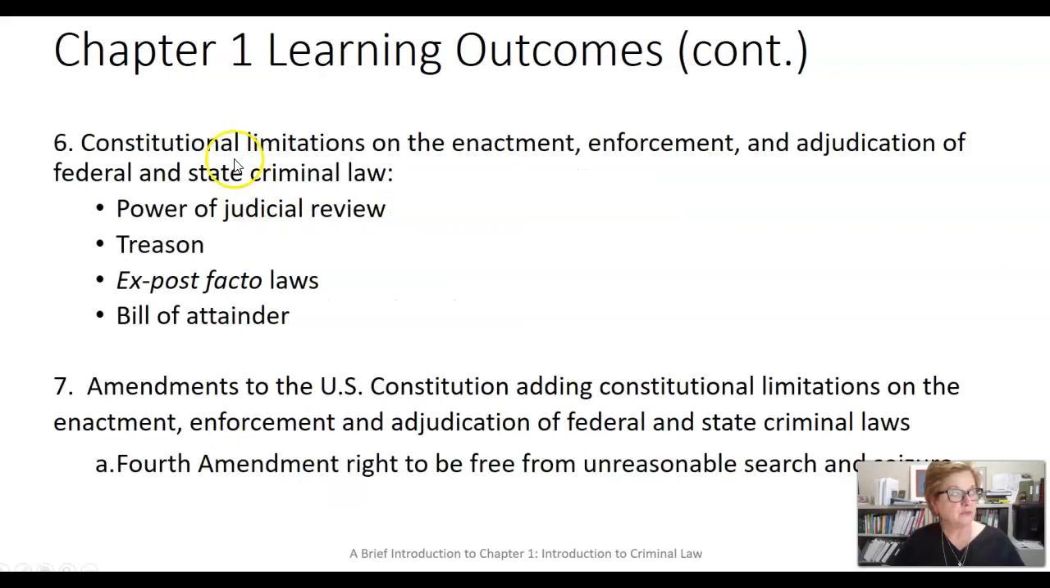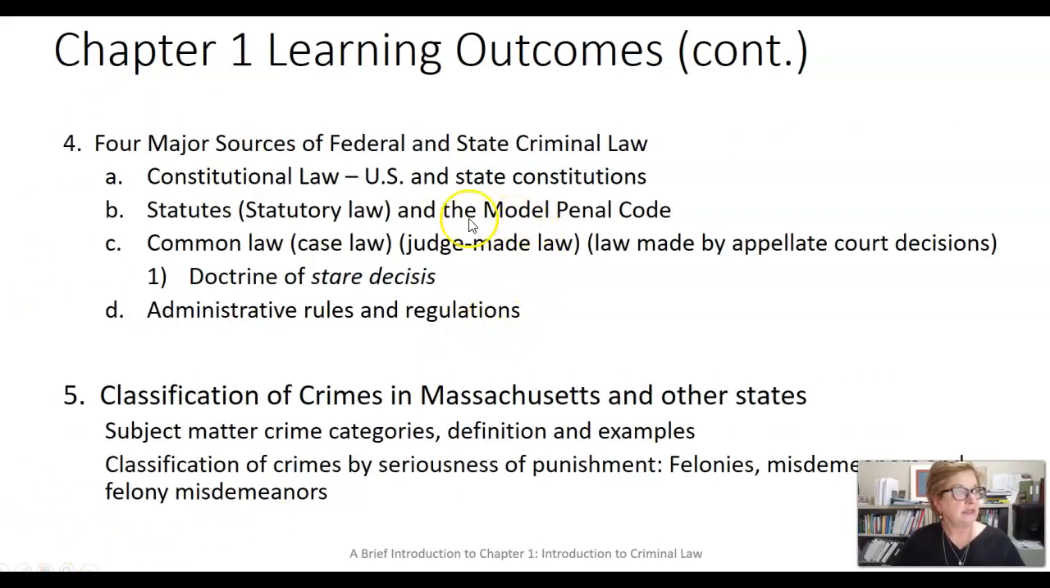Statutes, the laws passed by the legislative branch of government, the Congress of the United States for federal crimes, state legislatures for state crimes. That is a very important source of criminal law. Constitutional law pertains much more greatly to the process or the adjudication of a criminal case than it does to what is a crime and what is not a crime.